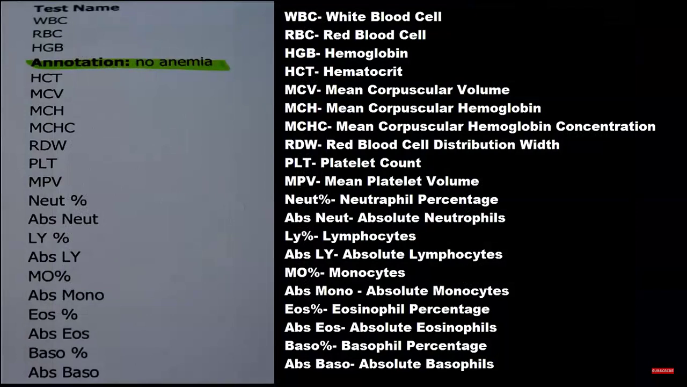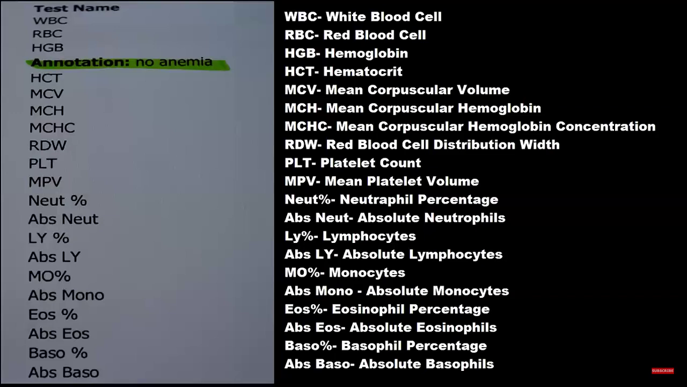And then it goes in depth into the red blood cell indices, which is the mean corpuscular volume, and then you have the mean corpuscular hemoglobin, which is MCH, and then you have MCHC, which is the mean corpuscular hemoglobin concentration, and then we have RDW, which is the red blood cell distribution width. Then we have PLT, which is platelet count. Then we have the MPV, which is the mean platelet volume.